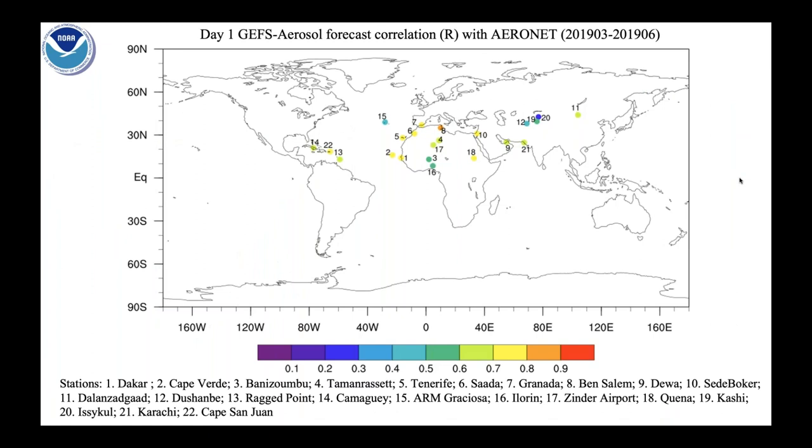Just jumping into a little bit of model verification, what we're looking at here is essentially six months of correlation coefficients at major dust sites at AERONET locations. And what we can see is that most AERONET locations have a correlation coefficient of 0.6, 0.7.